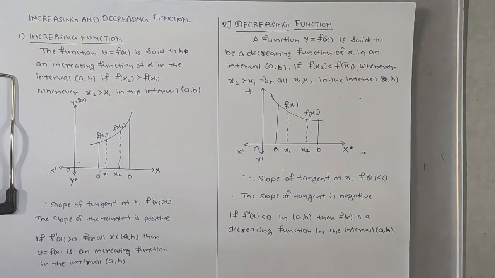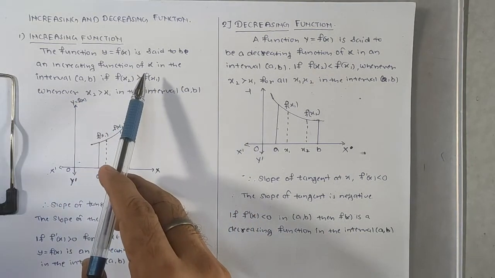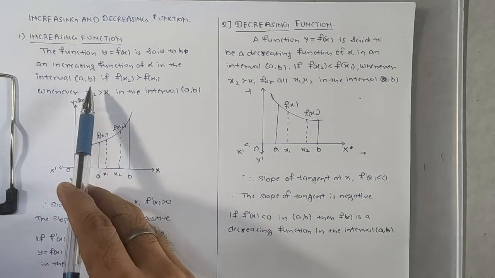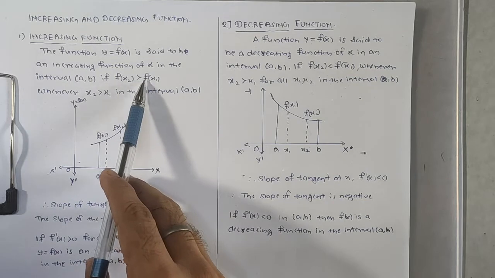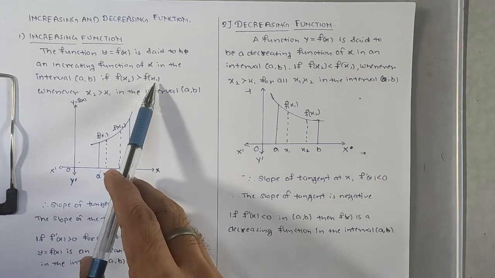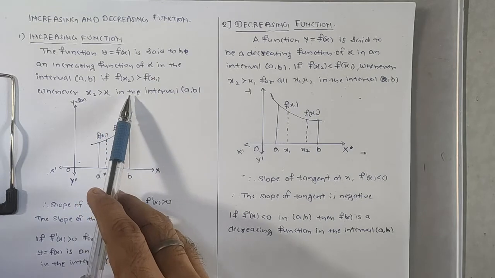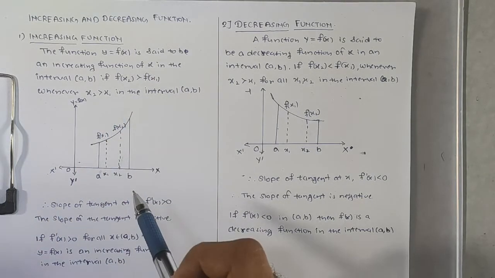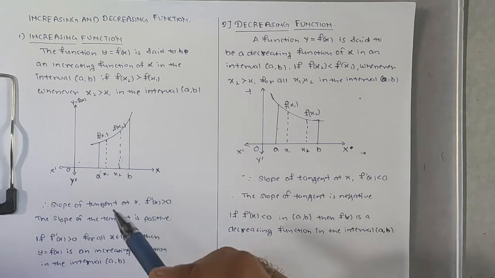The function y is equal to f of x is said to be an increasing function of x in the open interval a comma b if f of x2 is greater than f of x1 whenever x2 is greater than x1 in the interval a comma b. So we can represent it geometrically.